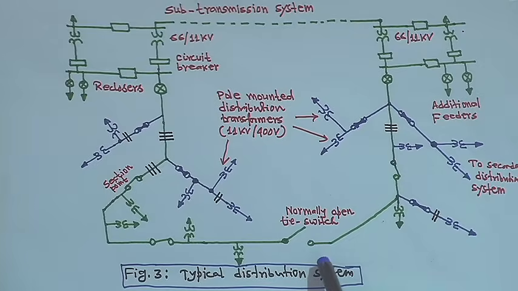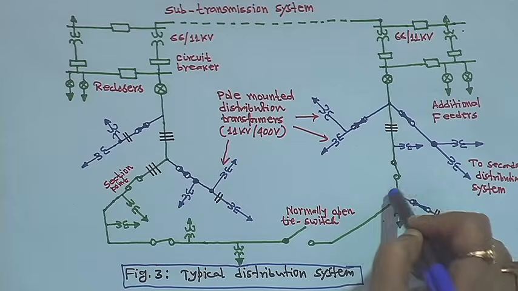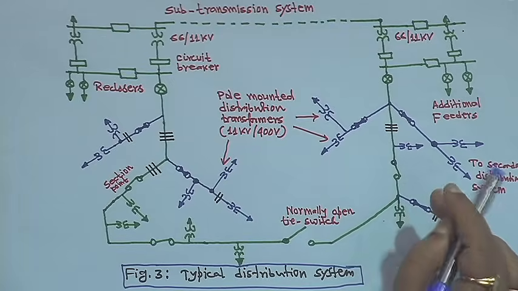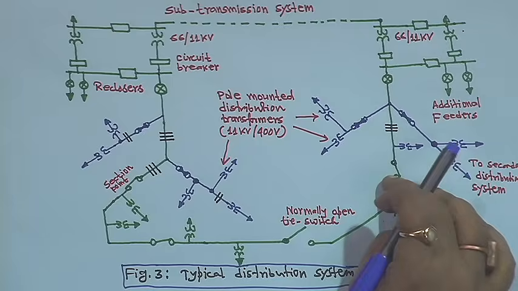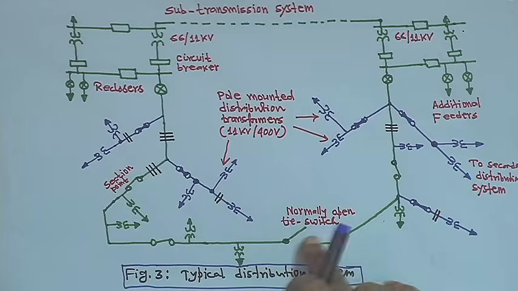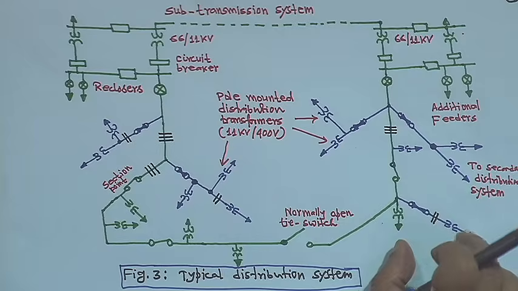Nowadays with sophisticated control techniques, it can be switched on or off automatically. But why is this normally open? When power is being supplied from both sides and there is no fault or outage of the line, then things are okay. But suppose some fault has occurred here, for example, or here, then this line can be isolated, and this should be closed such that power can come through this and supply the affected zone.